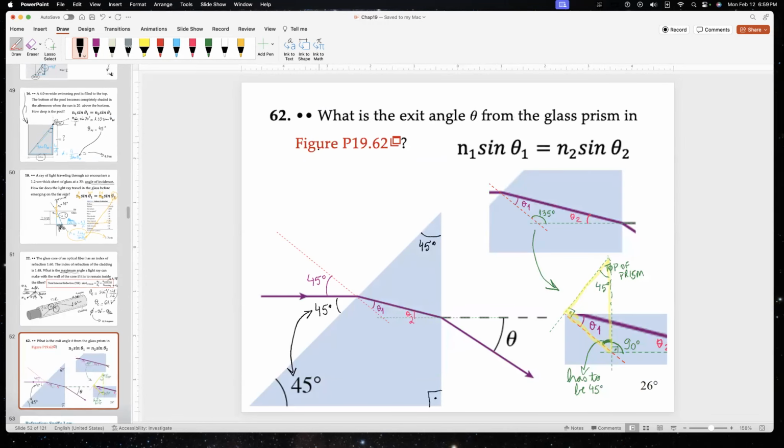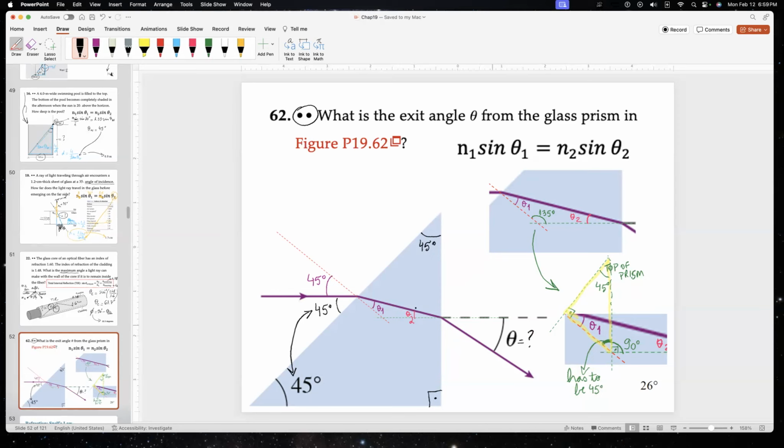All right, this one, I made a lot of pictures here to break it down, but that's what this type of problem requires. This is a problem level 2, so it's not supposed to be super hard. So what is the exit angle from the glass prism in this figure? So this is the picture given to you. I wrote those little angles, but you're given this purple ray coming in, bending, and getting out. Okay, so we want to know this angle theta over here, okay?